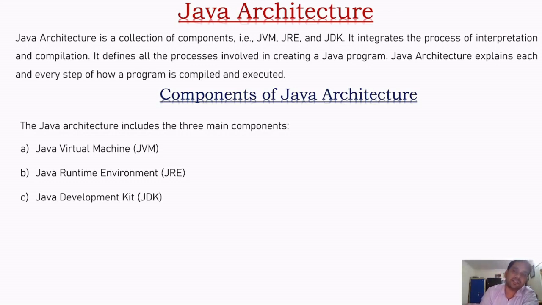So as the name suggests, architecture means it's a design plan. Okay, so it is a composition of JVM, JRE and JDK: Java Virtual Machine, Java Runtime Environment, and Java Development Kit. Combining all three, these three are the backbone of the Java architecture.